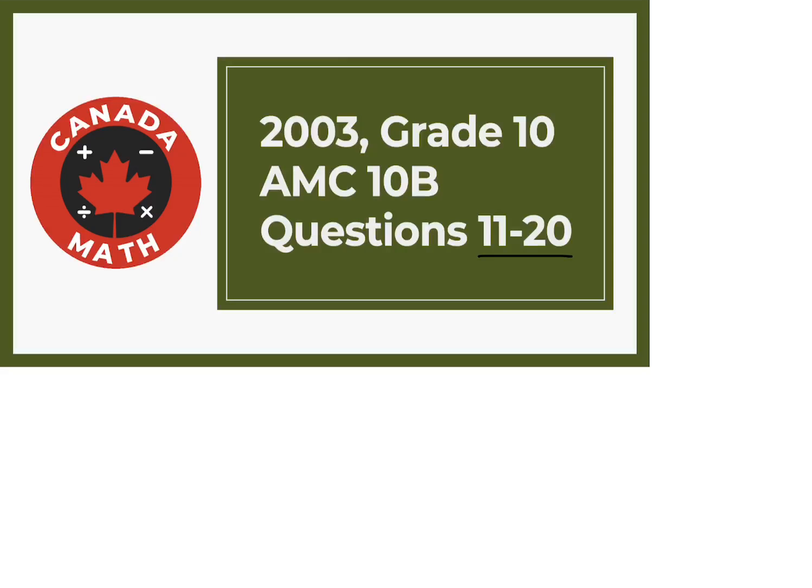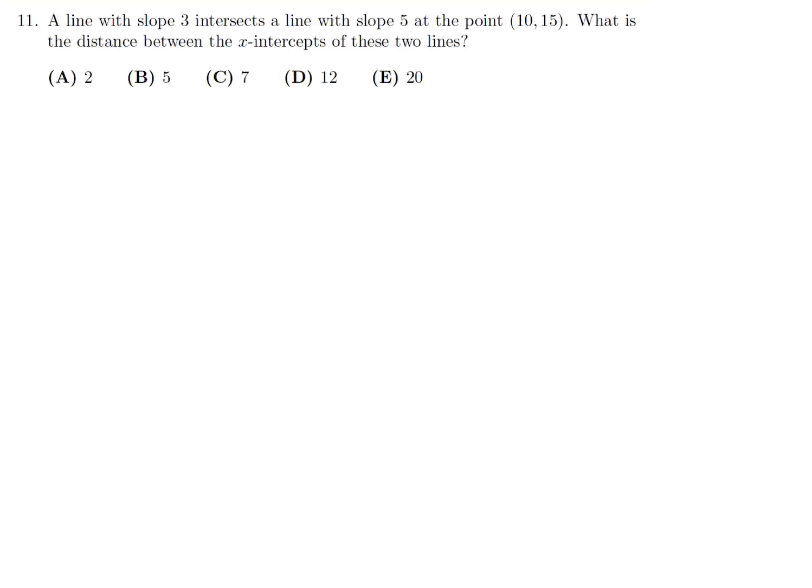Questions 11 through 20 on the 2003 grade 10 AMC 10B. A line with slope 3 intersects a line with slope 5 at the point (10, 15). What is the distance between the y-intercepts of these two lines?